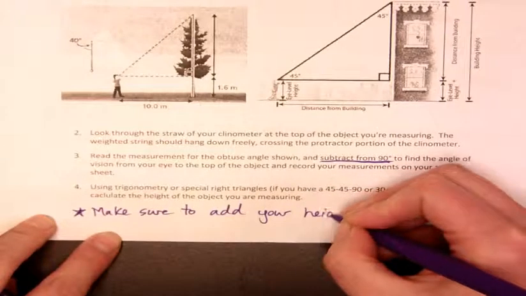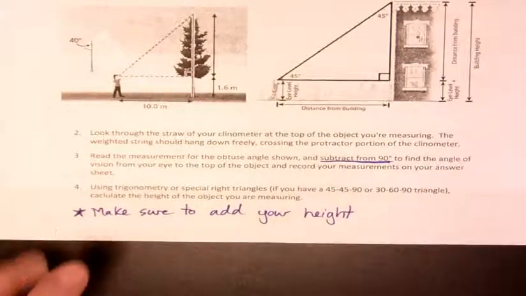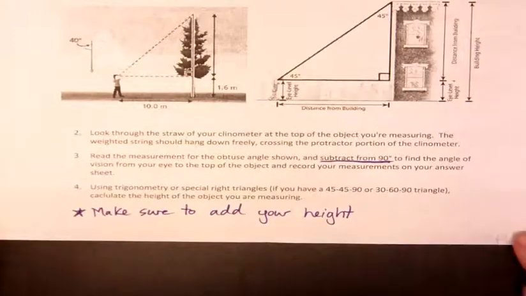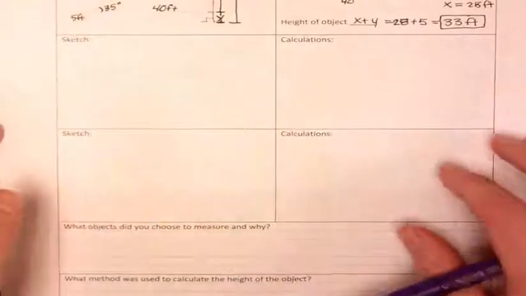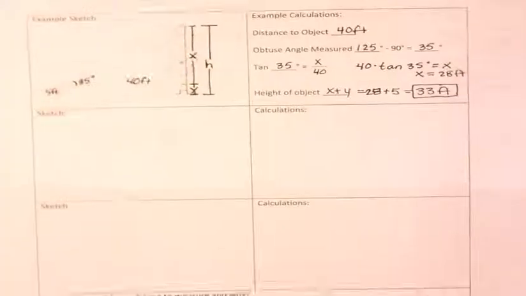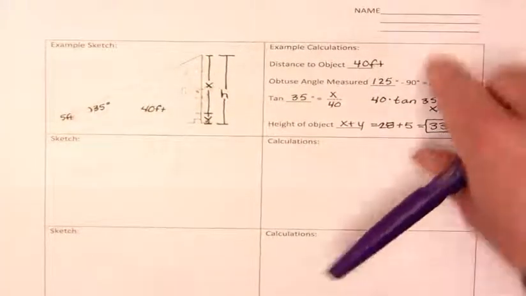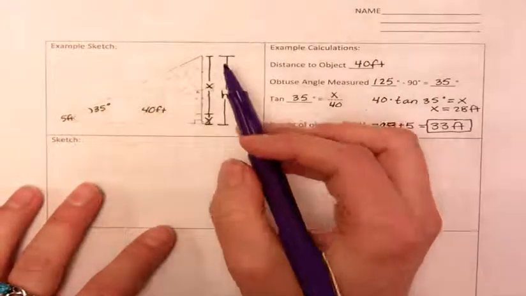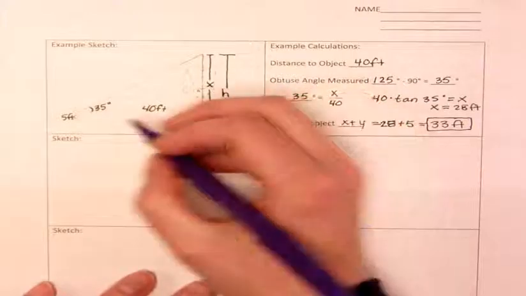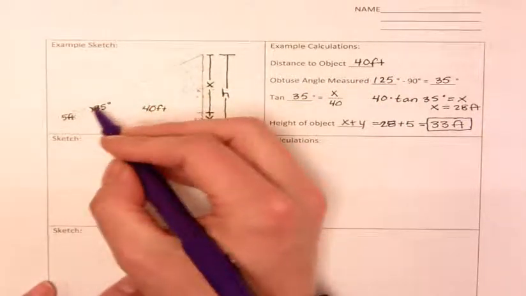I would write that down: make sure to add your height, and then flip over to the next page. When I hand you out papers, you'll do that. Like I said, this is in groups of 2 or 3, so you'll write your names here. This is an example. The tree didn't photocopy real well, but this is a tree, and there's a 5-foot-tall person looking up.